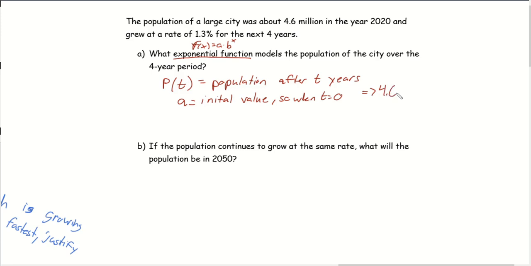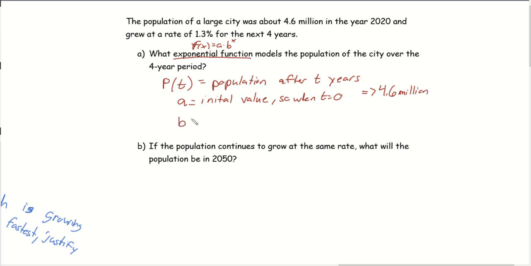What is our start population? Yes, 4.6. What's our unit? How many people? Is it one person? Is it 4 million? Yes. Million.